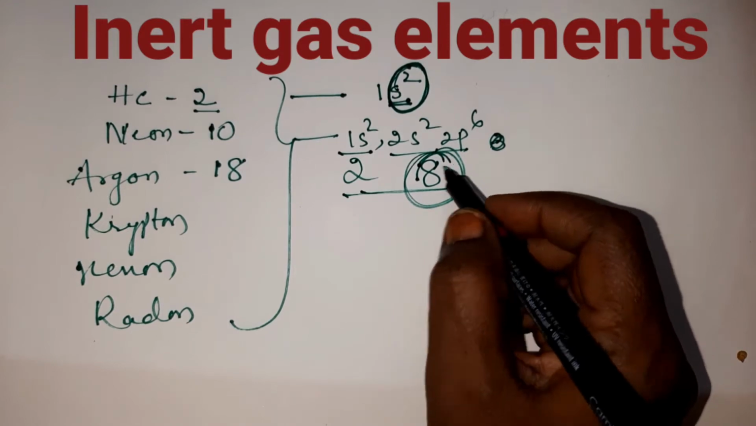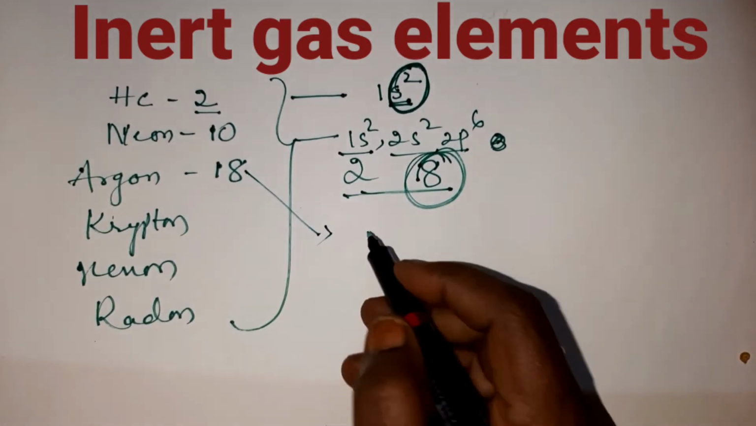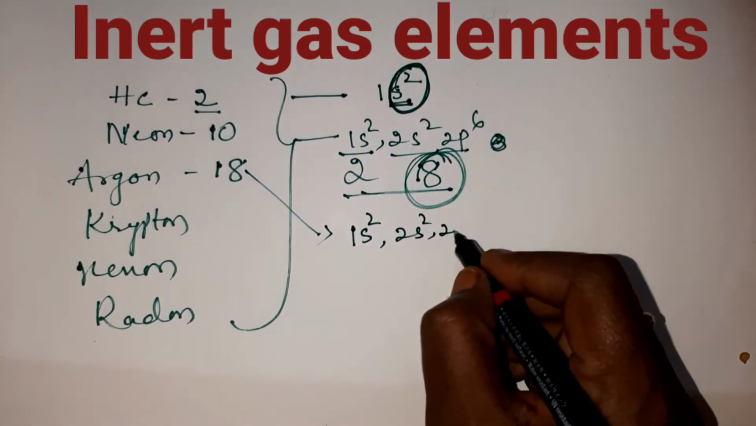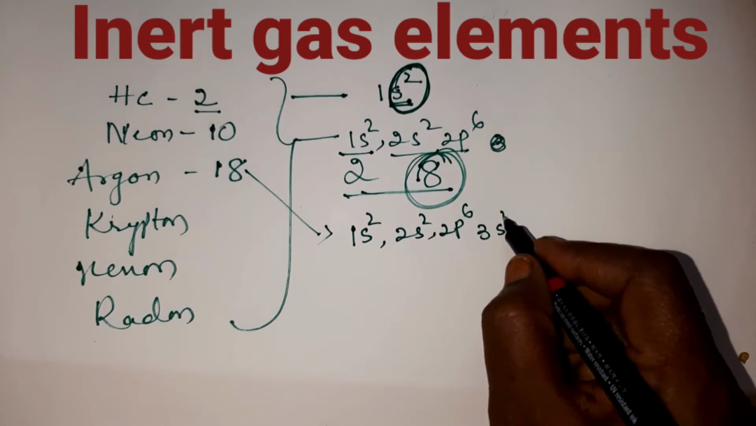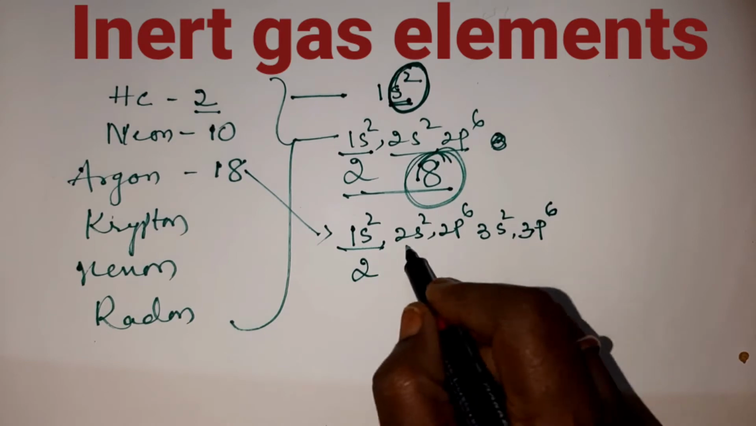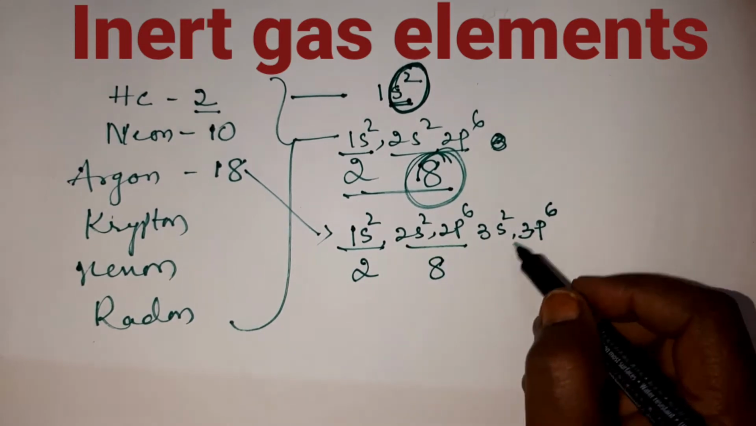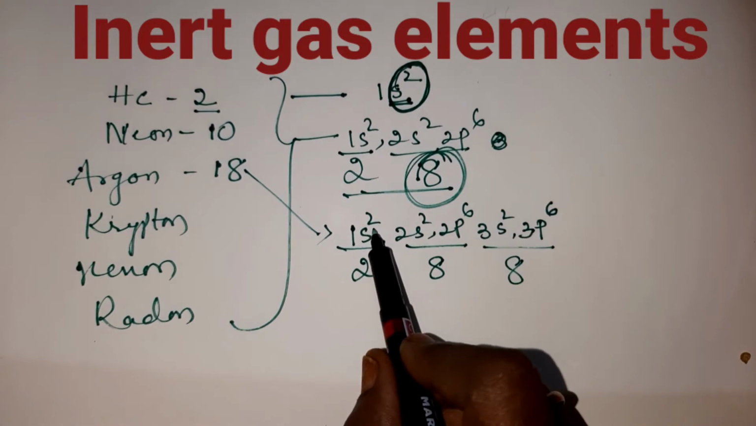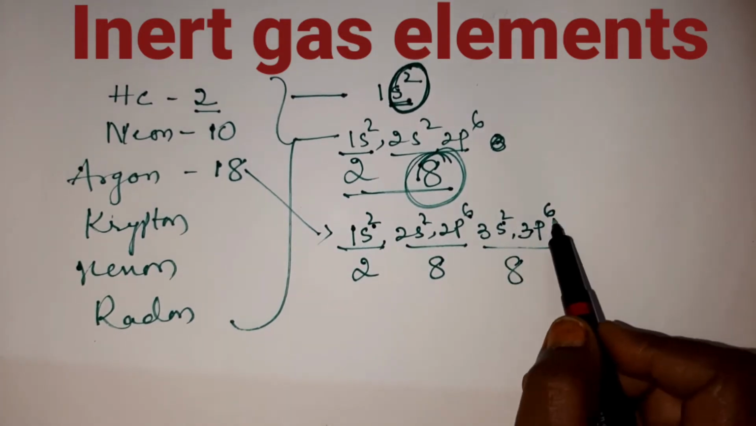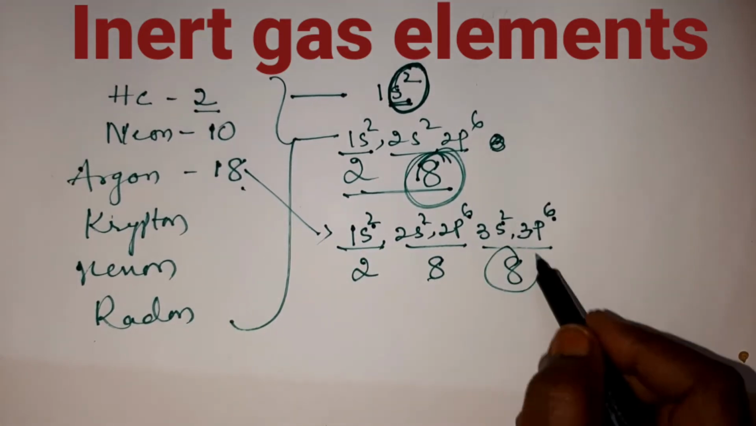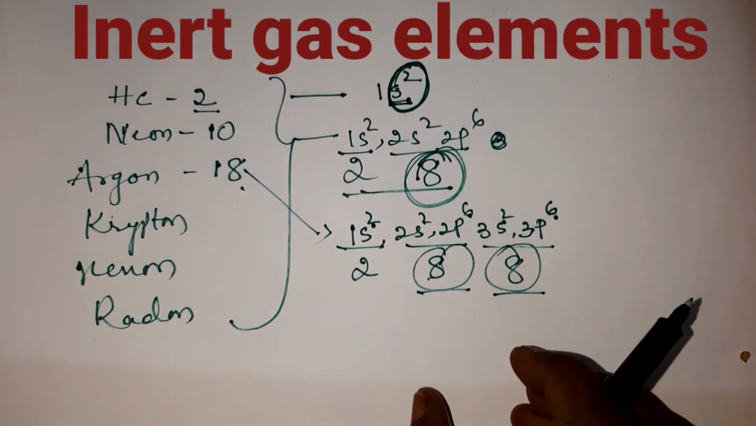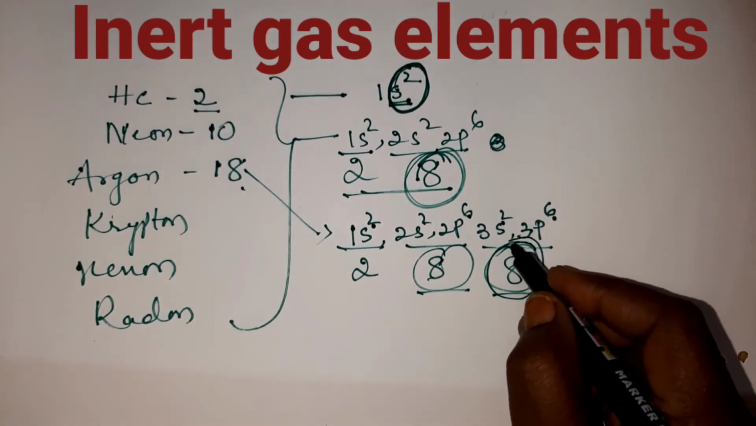You understood, children? And if you take argon, the electronic configuration is 18, so you write 1s2, 2s2, 2p6, 3s2, 3p6. The first shell has 2 electrons, the second shell 8 electrons, and the third shell also has 8 electrons, children. If you count, 6 plus 2 is 8, 8 plus 2 is 10, 10 plus 2 is 12, 12 plus 6 is 18. Here it is completely filled; you don't find any extra or fewer electrons. The outermost shell is completely filled.